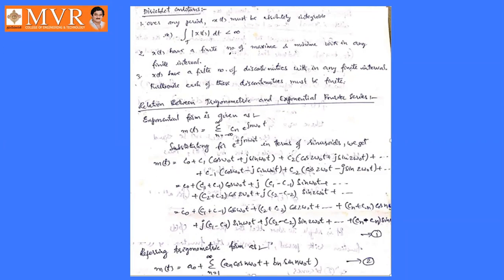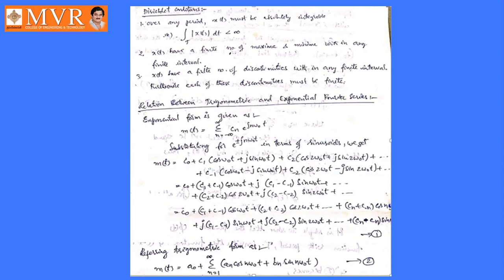The second condition is, x of t has a finite number of maxima and minima within any finite interval. It means there are some bounded values, some limit. These values should not be infinite. The maximum value and minimum value must be some finite value. That is the second condition.